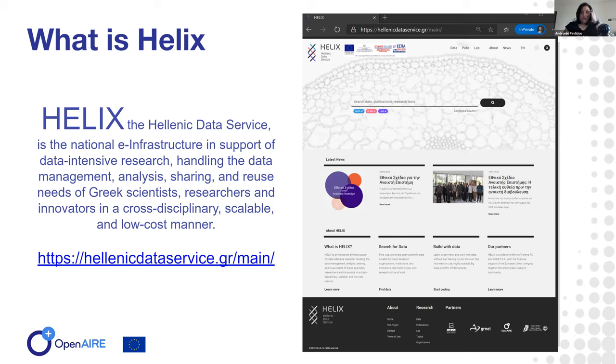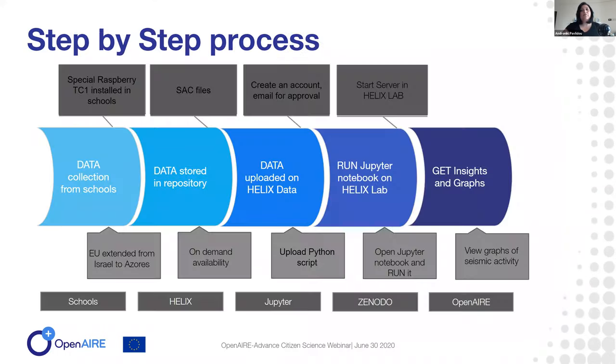In our case, we created an account and we used the data sets that Evgenia explained, and we created again the graphs. So what's the step-by-step process? The first step is you need the data from schools. So far nothing changes. You still use the same hardware from schools, the same data from the same locations. The second step is that you need to store them in a repository. The same files, on demand availability. So you ask the providers to give you some of this data.